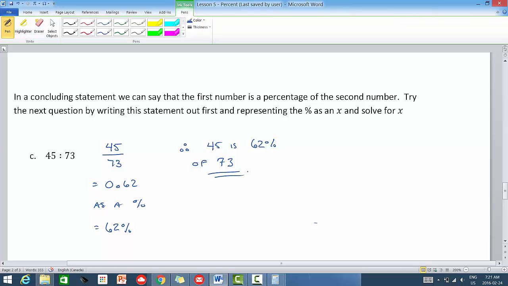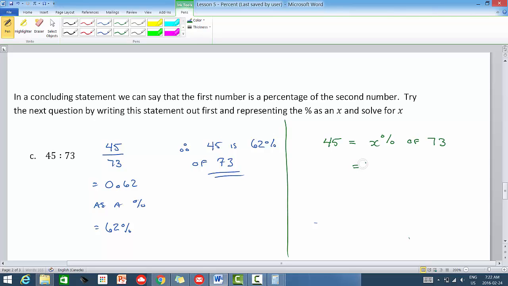Another way to look at this in a little bit more of what the question is asking. So try the next question by writing the statement out first. If we write the statement out first, what it looks like is 45 is equal to an X amount percent of 73. So just to be clear guys, this question's done, okay? This is just another way of looking at it. So what you're doing here is you're solving for X, and in doing so, you should end up with the same answer.